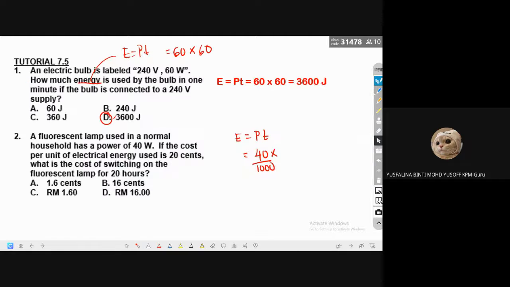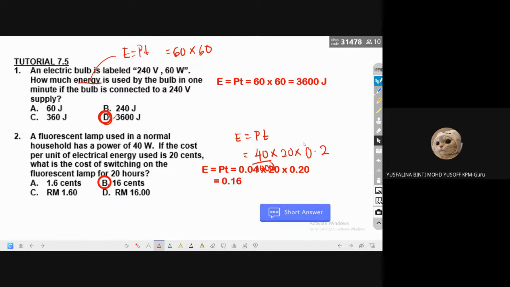Okay, so let's check. This one I already changed the power to kilowatt. And then the hours, how many hours? 20 hours. So times 20, the time must be in hours. And then how many cents? 0.2. So you just multiply 40 divided by 1000 times 20 times 0.2. You will get 16 cent. Yeah, 16 cent only for 20 hours.